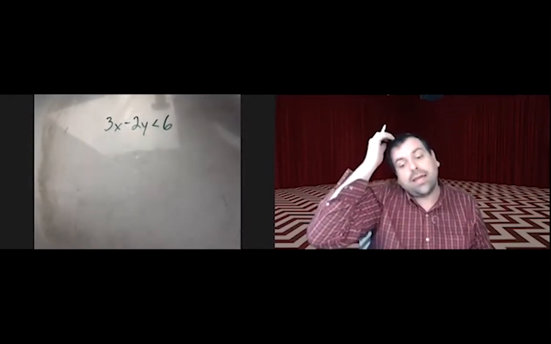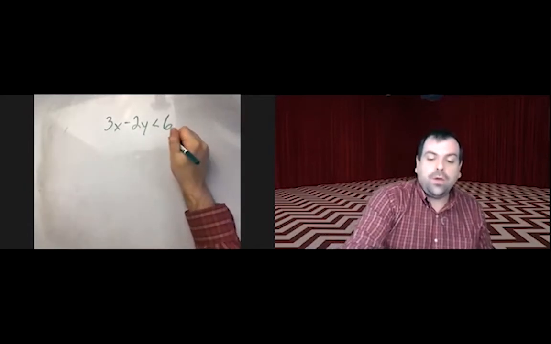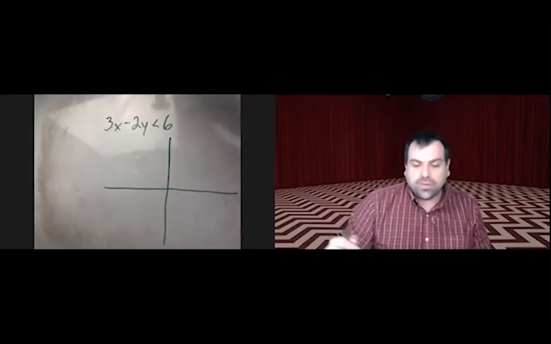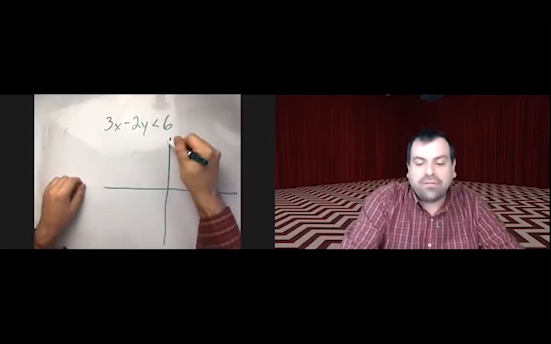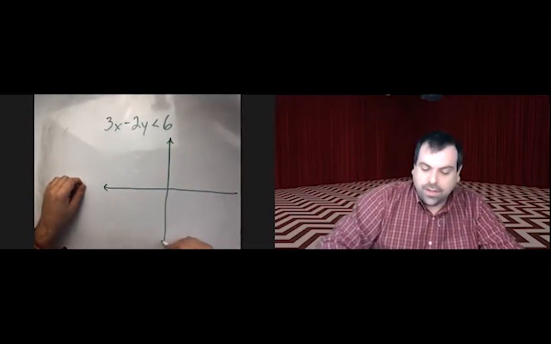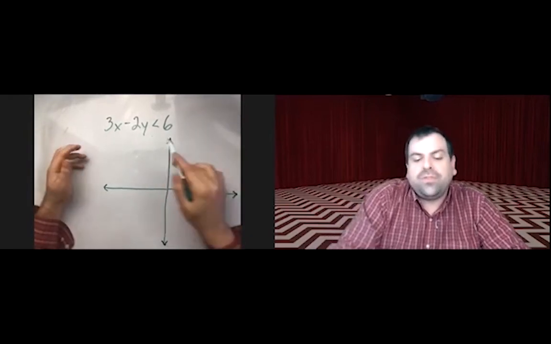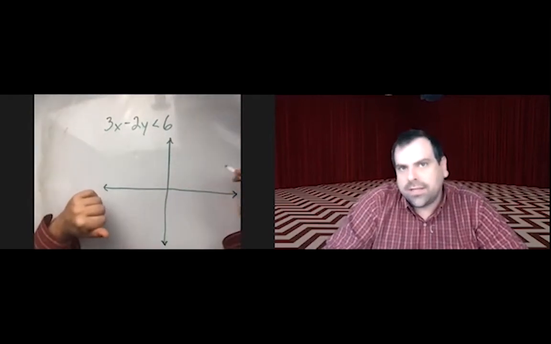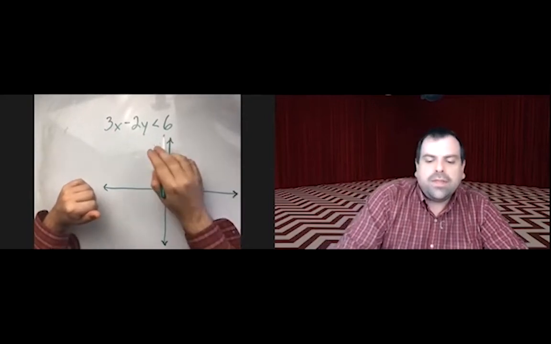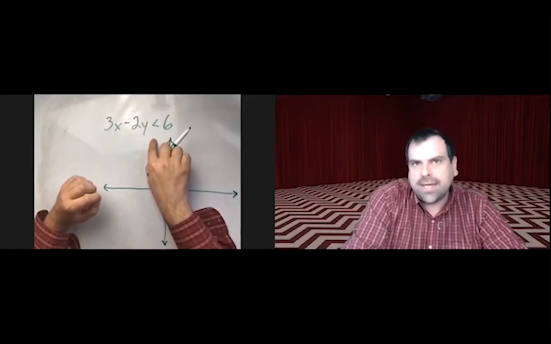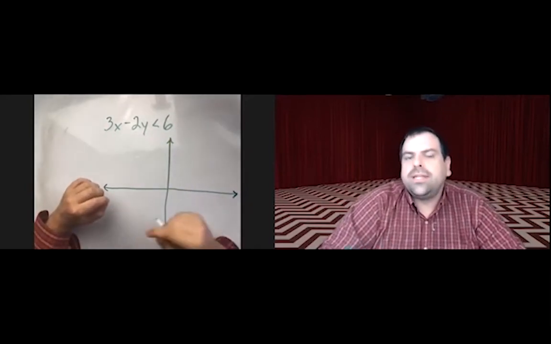So let's say we had 3x minus 2y is less than 6. Well, we'd pretend that we have 3x minus 2y is equal to 6, and we would graph that first. If the or equal to was there, less than or equal to, greater than or equal to, we would use a solid line. But here in the case where there is no equal to, it's just less than, we're going to use a dashed line.